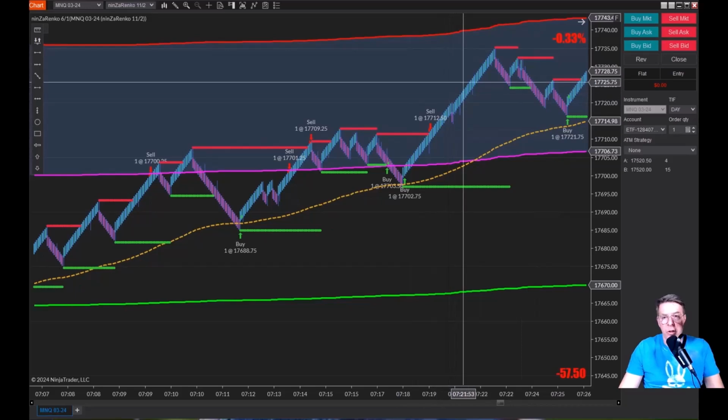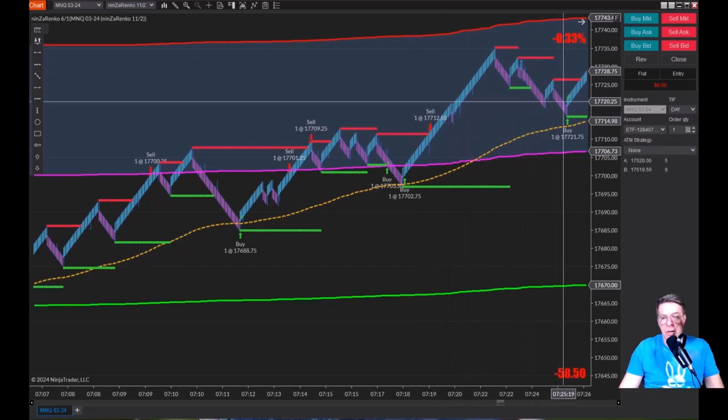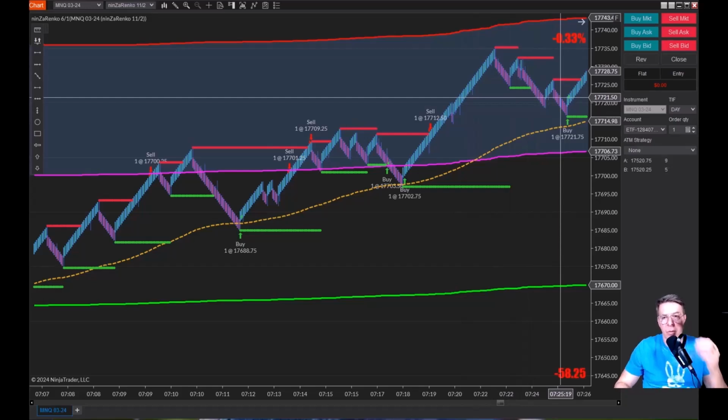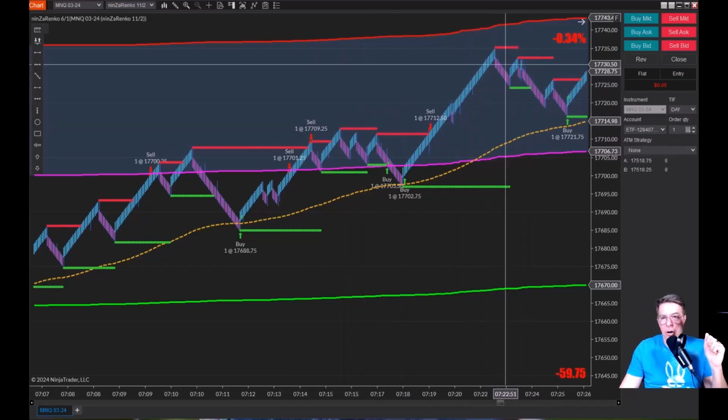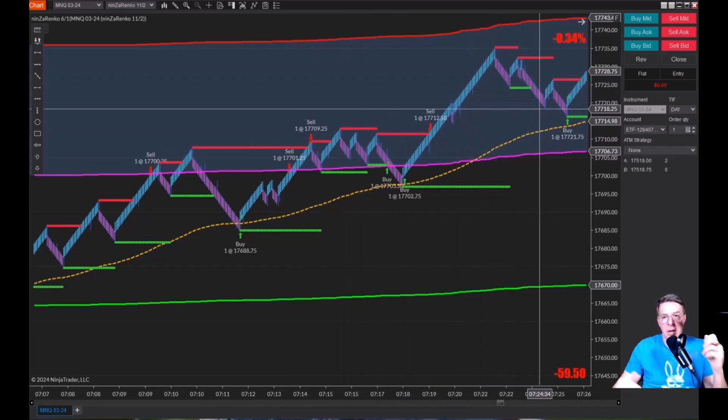I am short a 2 lot, and this is the first meaningful retracement that happened. Okay, and I gracefully exited right there. That would be considered a graceful exit. Is it a scratch on this whole position? No, but it's the first meaningful retracement in my direction.